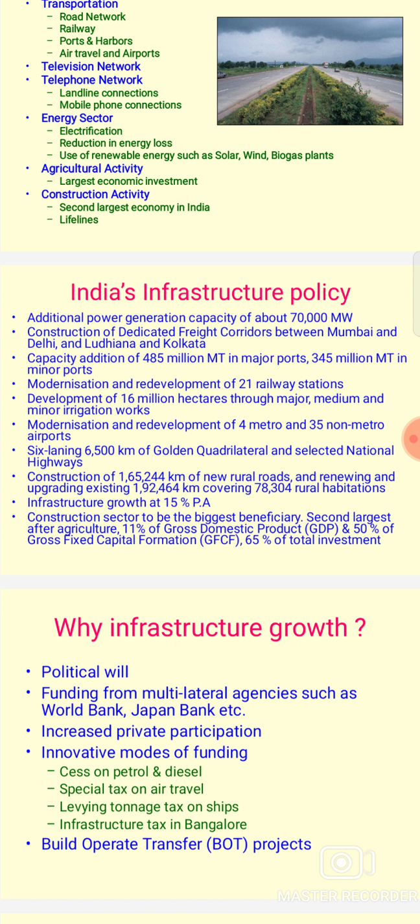Infrastructure grows 15% per annum. The construction sector is to be the biggest beneficiary, and second largest after agriculture. It is 11% of gross domestic product, GDP, and 50% of gross fixed capital formation, GFCF, 65% of total investment. We can see how India's infrastructural policy has been changing. The data I have given is according to 2015. Now we are in 2021. We can see how it is growing and how fast India's infrastructure is changing, from economic development as well as in terms of social infrastructural development.